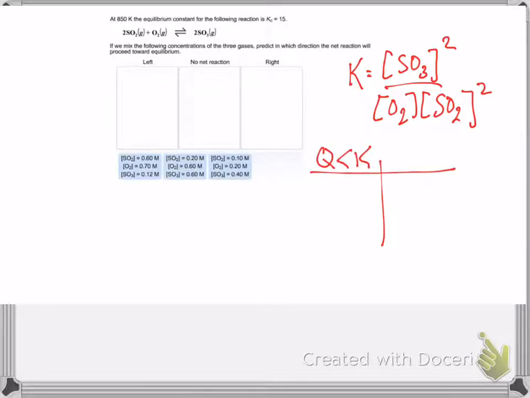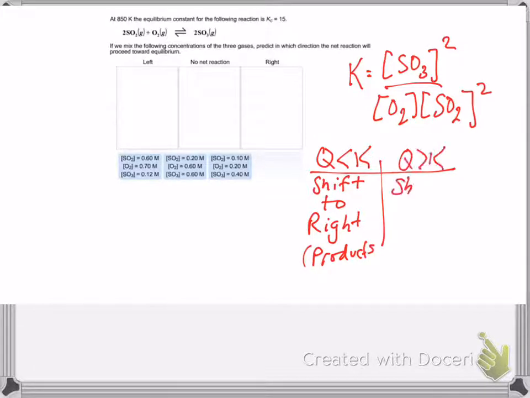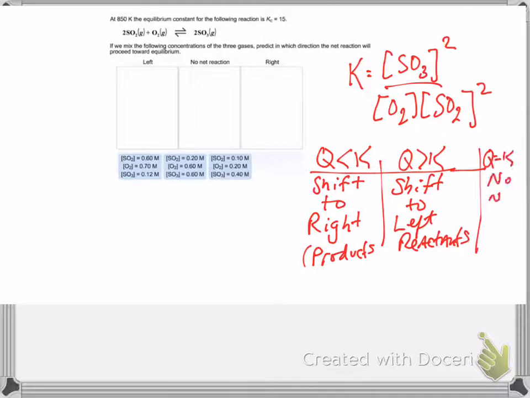If Q, when we plug in these individual values, is less than 15, there's going to be a shift to the right to make more products, since the products are in the numerator. So if Q is less than K, we will see a shift to the right, shift to products. If Q is greater than K, we will see a shift to the left. That means there's too many products compared to reactants. Products need to reduce, reactants will increase. That shift is to the left to reactants. And of course, if Q equals K, there'll be no net reaction. We'll just see a system in equilibrium.